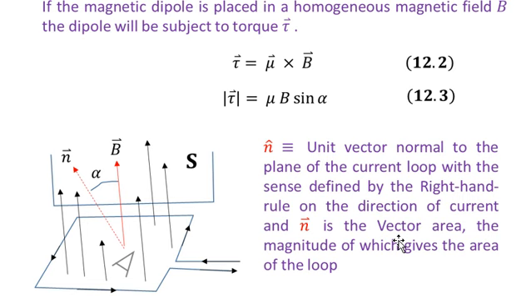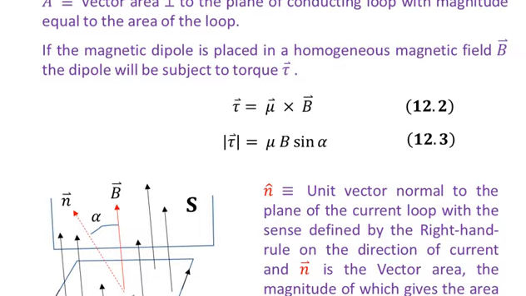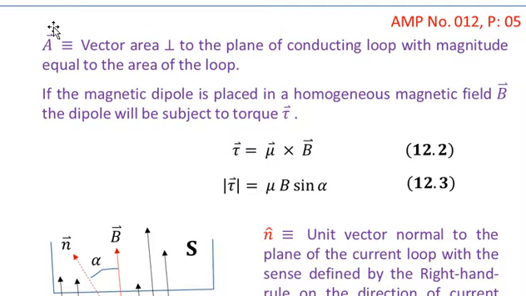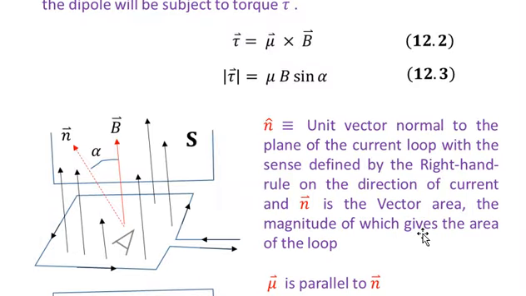And here we can also represent this vector area with vector area capital A. So capital A that I have shown over here is actually the same as vector n, because vector n is the same vector as the capital vector A, or the vector area A. So n vector is the vector area, the magnitude of which gives you the area of the loop.